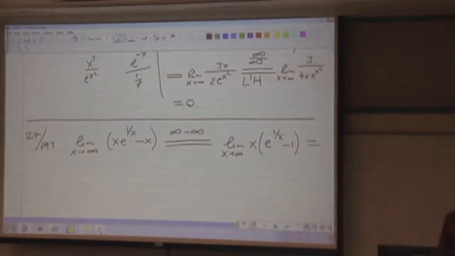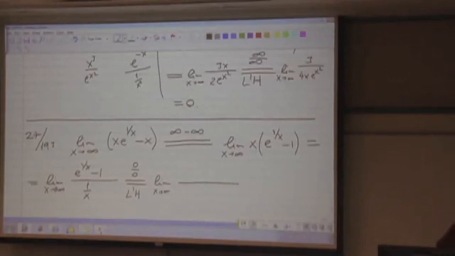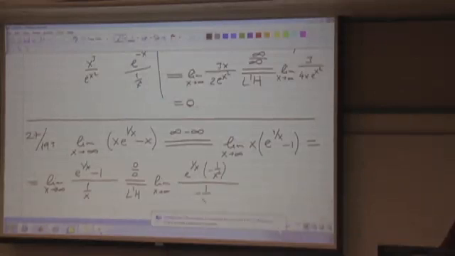So we're going to have the limit as x goes to infinity of e to the 1 over x minus 1 divided by 1 over x. Does that make sense? We're in the 0 over 0 case. Apply L'Hopital's rule. What do we get on the top? e to the 1 over x times minus 1 over x squared. And the denominator is just minus 1 over x squared.